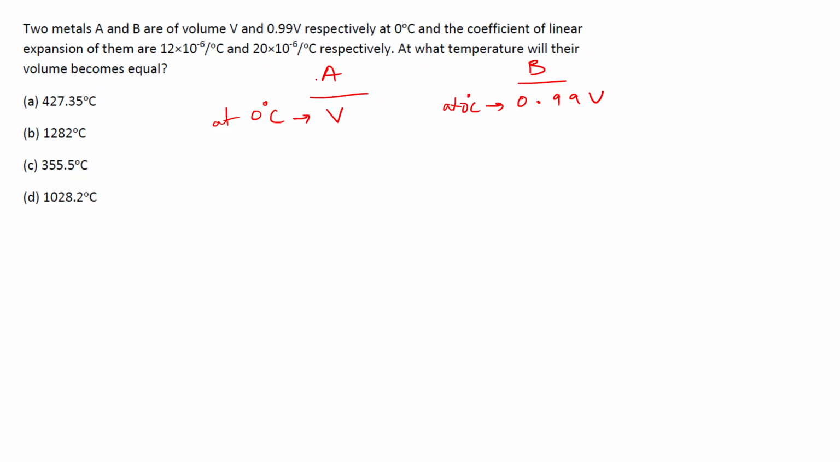And the coefficient of linear expansion. Okay, so alpha value for A material is 12 times 10 to the power minus 6 per degree centigrade. And for B material, alpha coefficient of linear expansion is 20 times 10 to the power minus 6 per degree centigrade. Okay, at what temperature will their volume become equal?